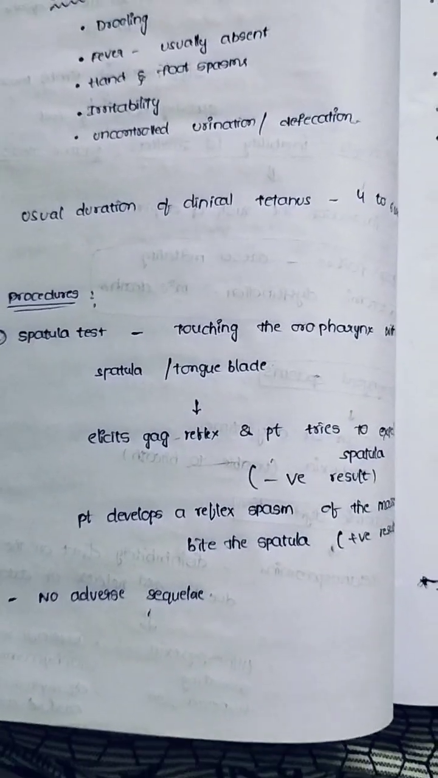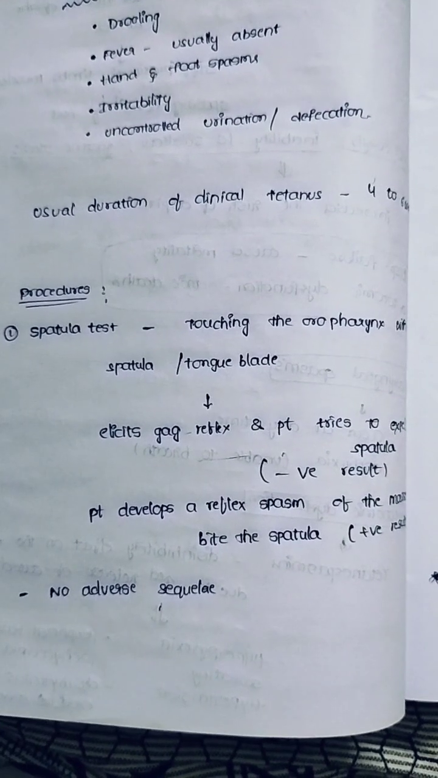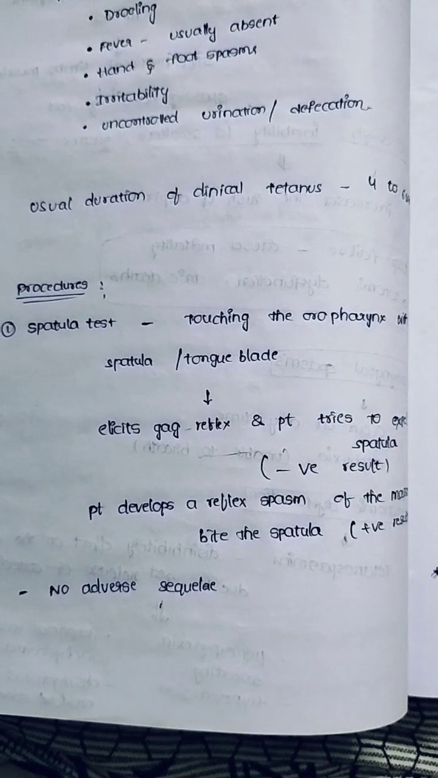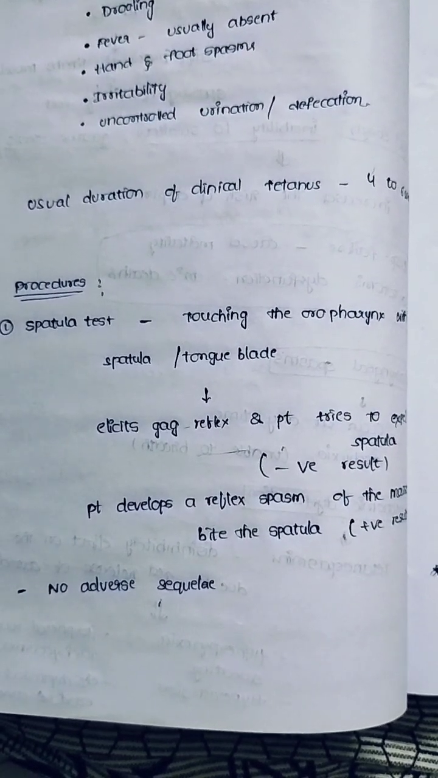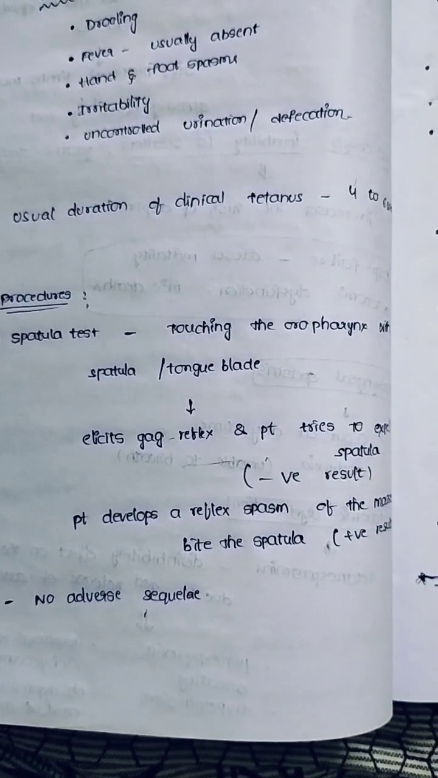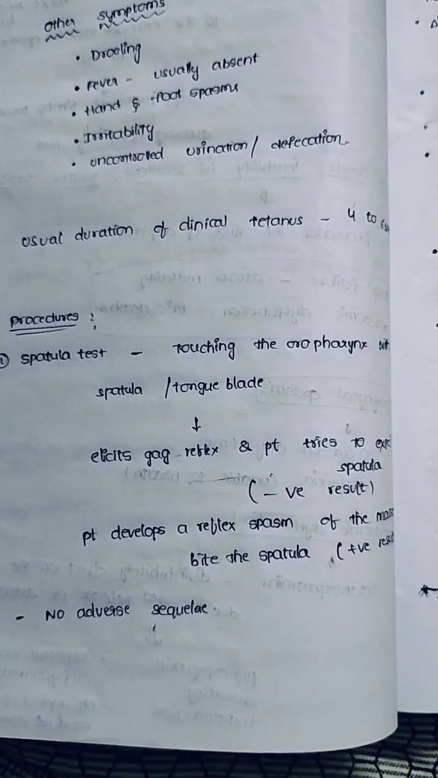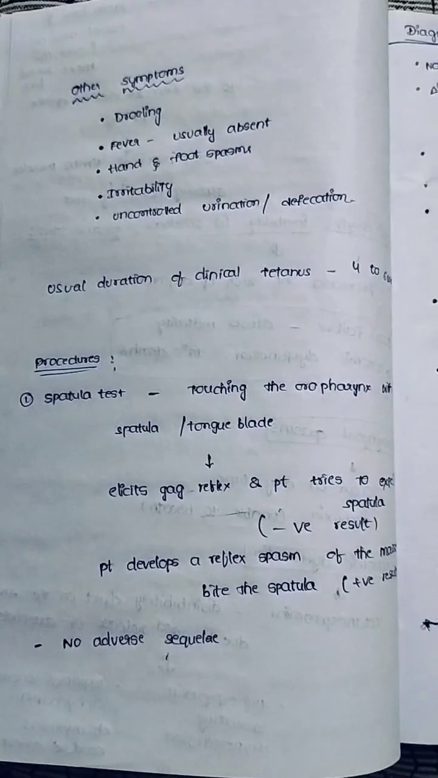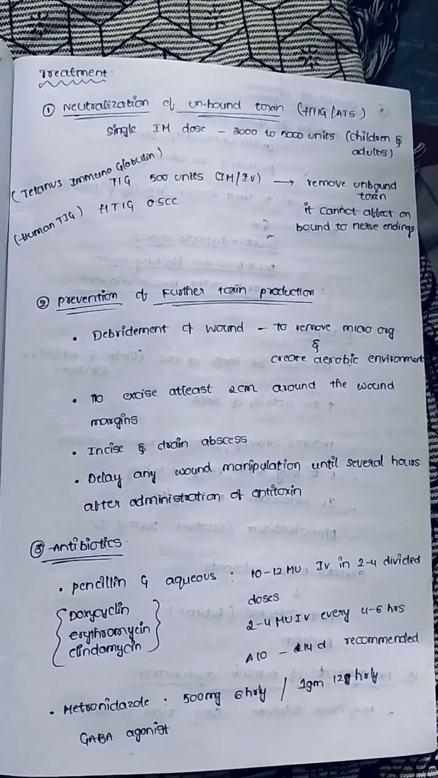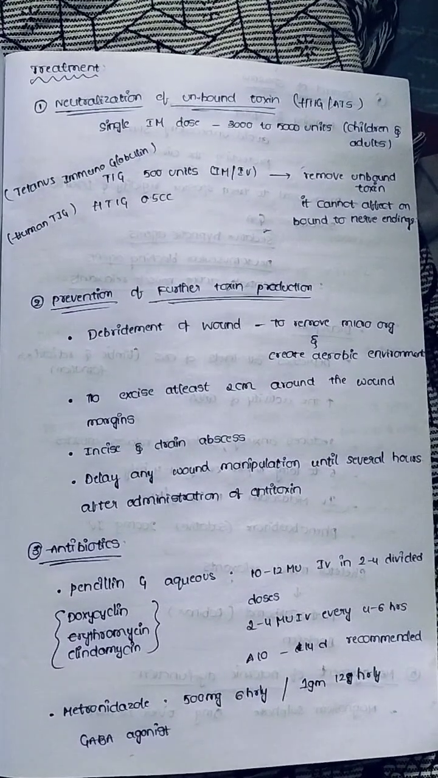What procedures are involved? One is the spatula test. By touching the oropharynx with a spatula or tongue blade, if the patient elicits a gag reflex, there is no tetanus. But if the patient develops a reflex spasm of the masseter and bites the spatula, the patient has tetanus. Clear, all of you. Then coming to the treatment of tetanus, which includes 6 stages.